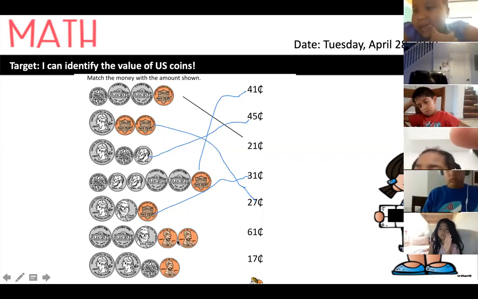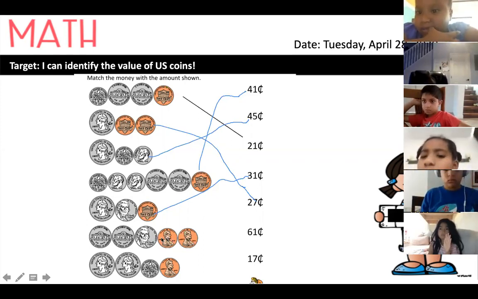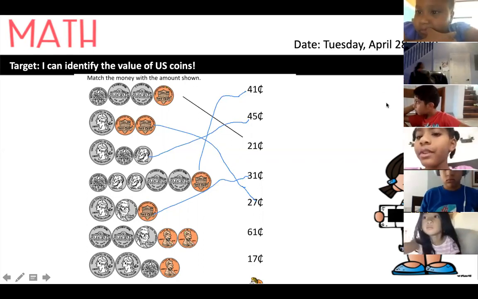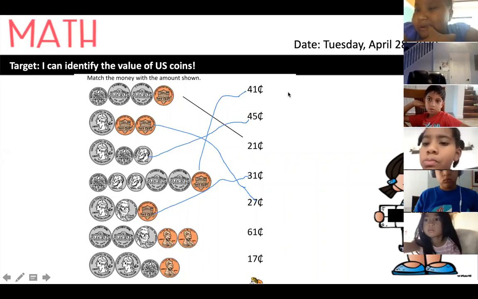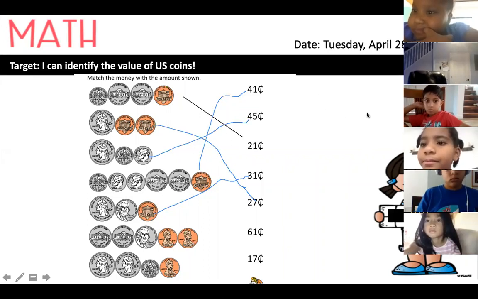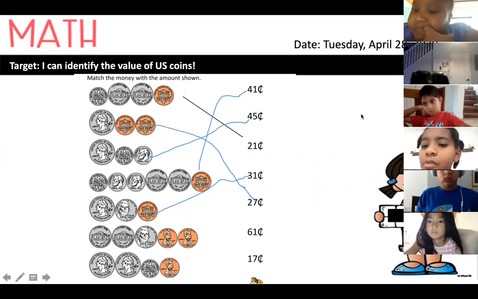Okay, let's count them together. Now, guys, here's a strategy you can use for when you're counting. Oops, what's this? Sorry. Is something in front of my screen, or are you guys able to see it?